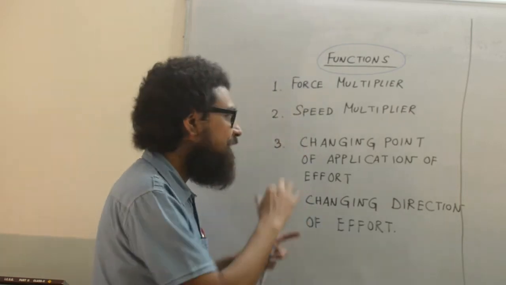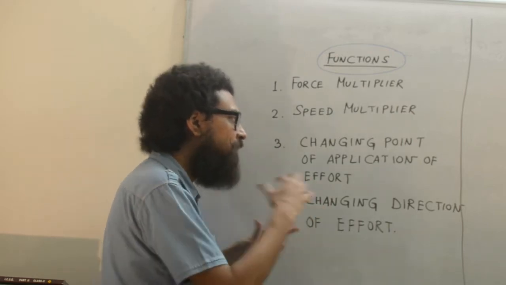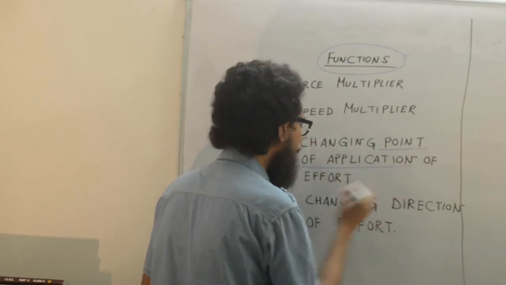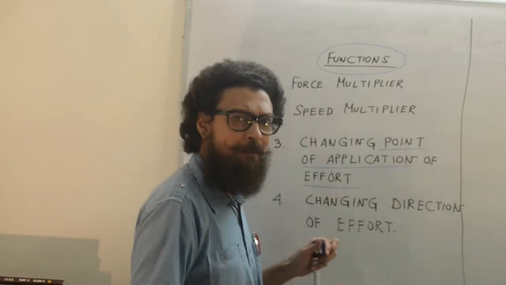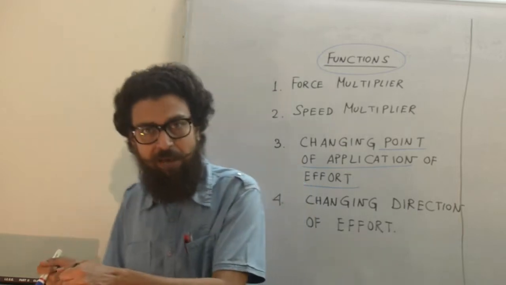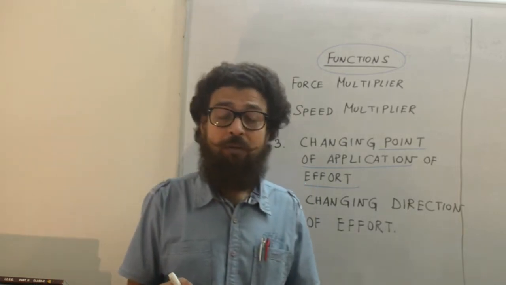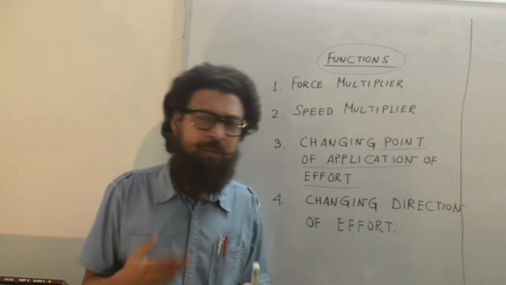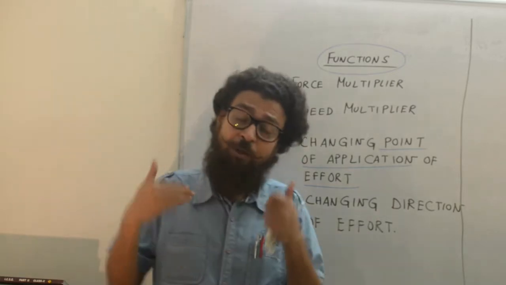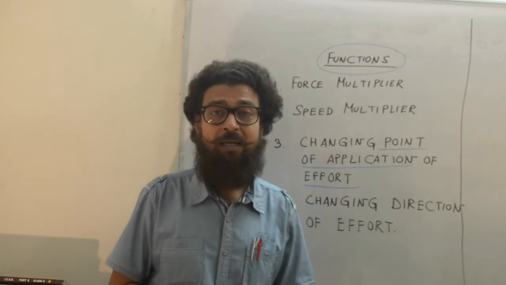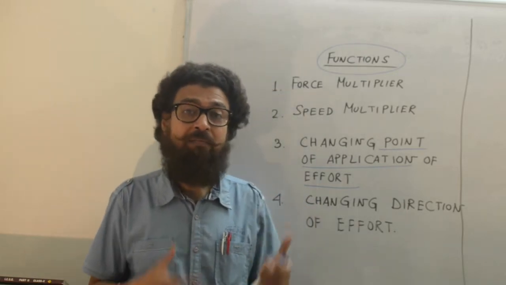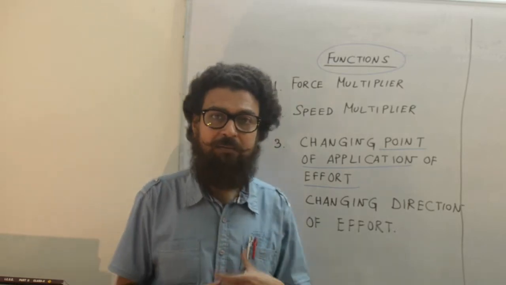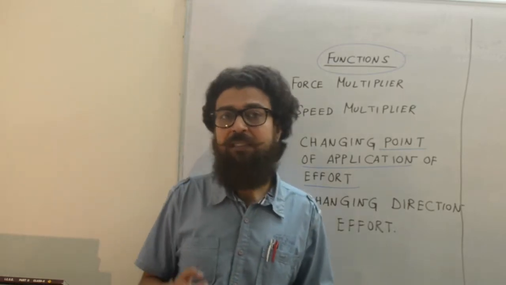The third thing is changing the point of application of effort. That means where we have to apply the effort, we are not able to. Why are we not able to? Because that is not convenient to us. Humans have always tried to make everything convenient for themselves. We always think about a device which will be very convenient and easy to use.